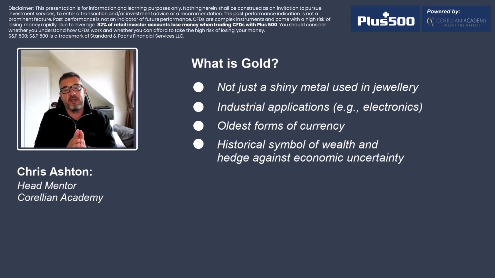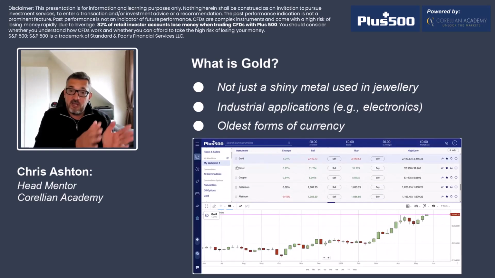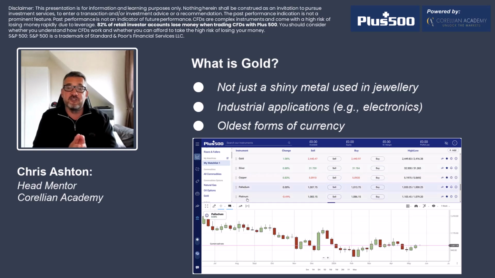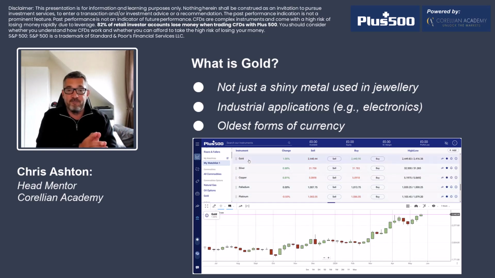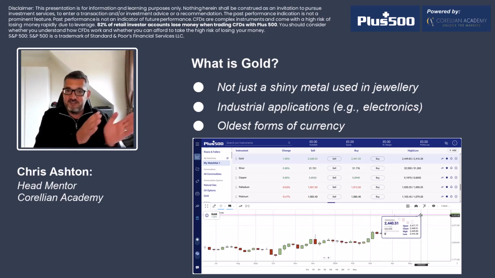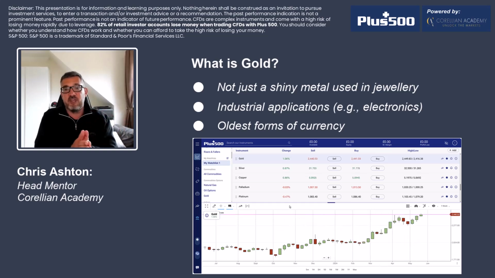hedge against economic uncertainty. In trading, gold is viewed as a commodity, sitting alongside other precious metals like silver and copper. It is traded globally in various forms, including physical gold like bars and coins, as well as futures, options, and ETFs. Although I should say today I will focus just on the CFDs available on the Plus500 platform.